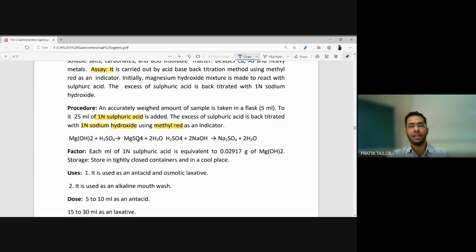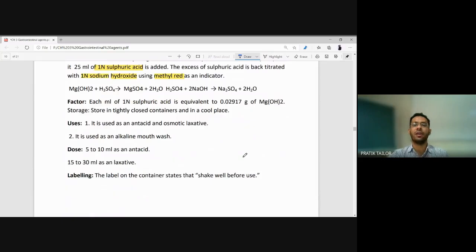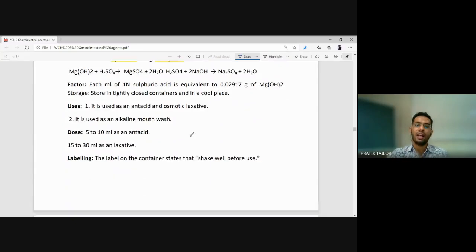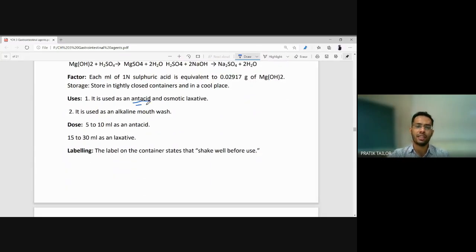So it will be titrated with the NaOH by back titration method, and you can calculate the amount from the factor. It can be used as an antacid. It can be used as a laxative. As you know, all the calcium containing and aluminum containing antacids have the side effect of constipation, and magnesium containing antacids have the side effect of diarrhea, or a laxative effect.